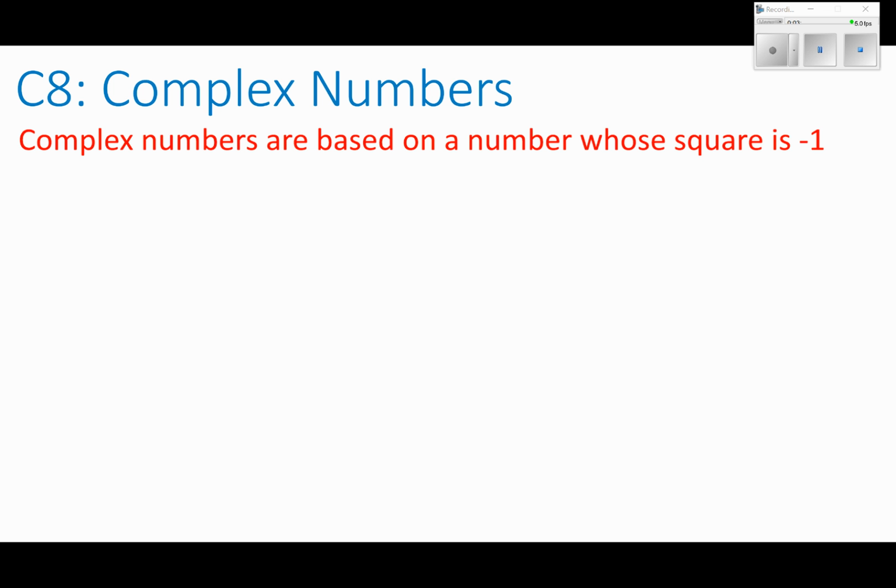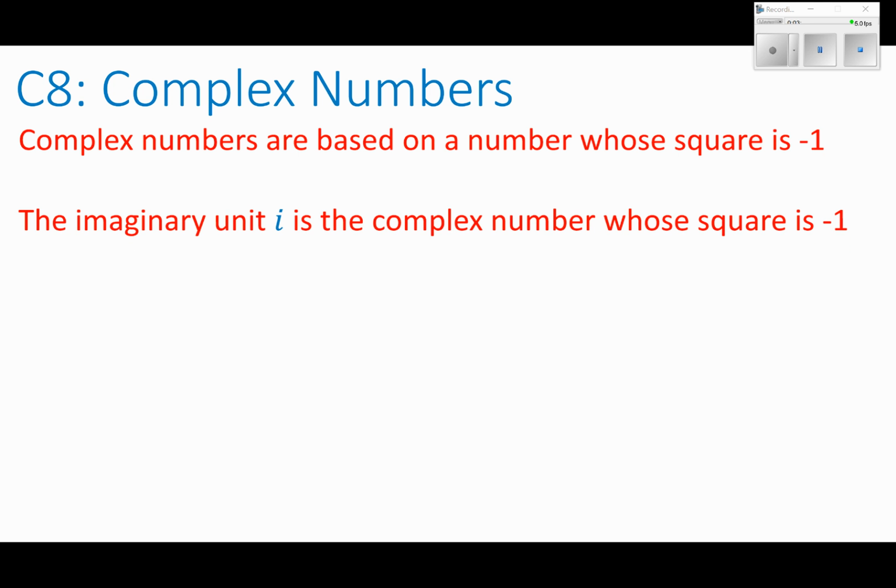So like I said, we're opening up a whole new arena now to work with, where when we square something, we actually get a negative. The imaginary unit i, it's called the imaginary unit, is the complex number whose square is -1. Meaning if I take i and square it, I end up with -1.